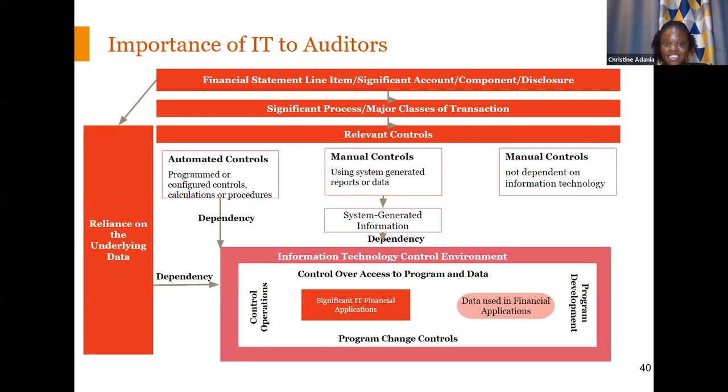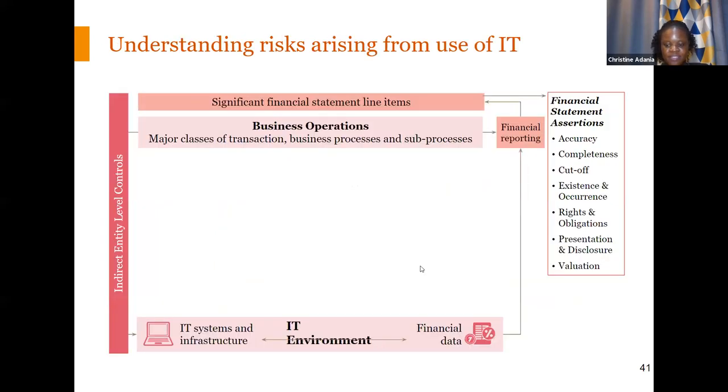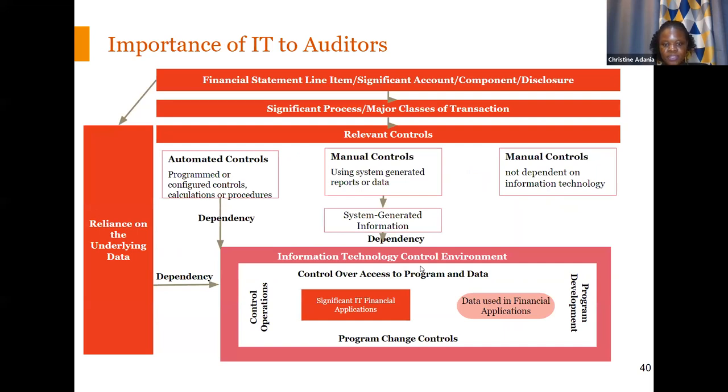On the importance to auditors, you see there's a lot going on here. At the minimum level, you have access to programs and data, significant IT financial applications, and data used in financial applications, which will be used in financial reporting. Whatever these IT systems generate, especially the ones used in the day-to-day operations of the business, will feed into a specific balance on what we call the trial balance at the end of the year, which is what financial auditors usually work with. Those balances are generated by these IT systems.